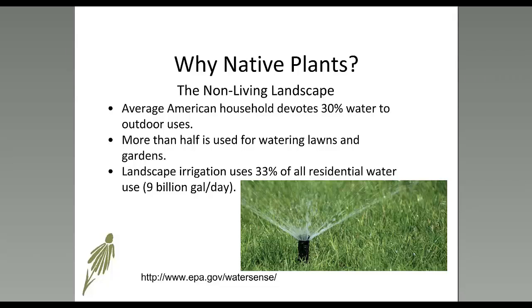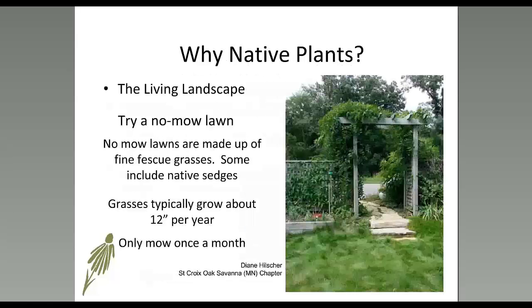Watering a garden or lawn consumes a considerable amount of water, and it's important for us to think about where our drinking water is going to come from in the future. So why native plants? It's a living landscape.